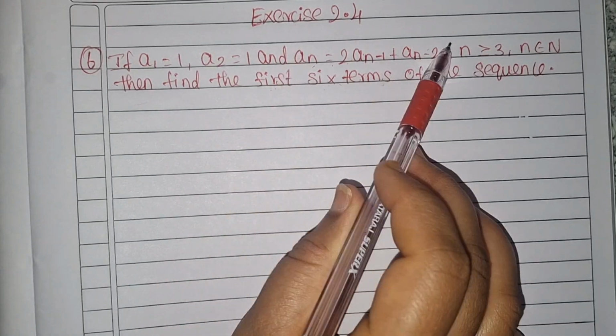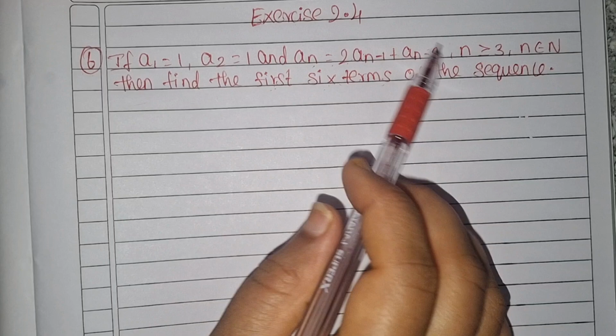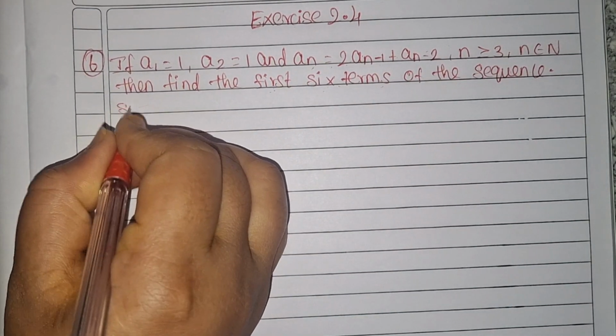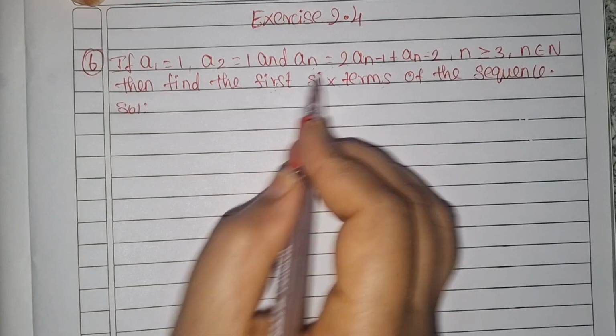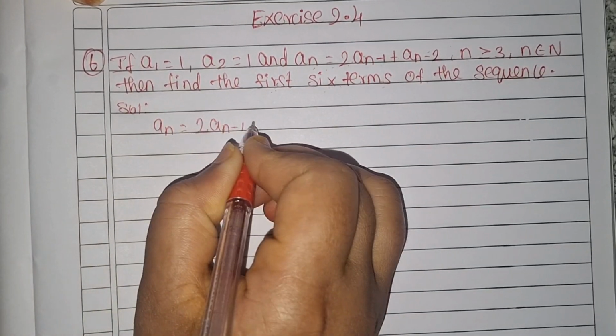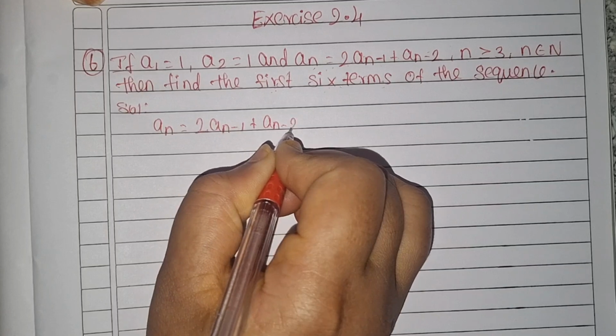We have to use this formula, the formula that they have given, for n greater than or equal to 3. Solution: an is equal to 2 an minus 1 plus an minus 2.